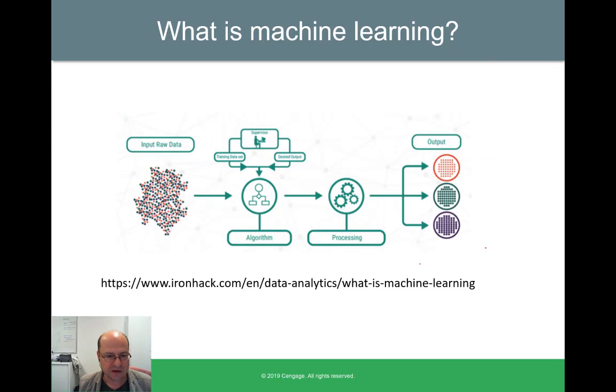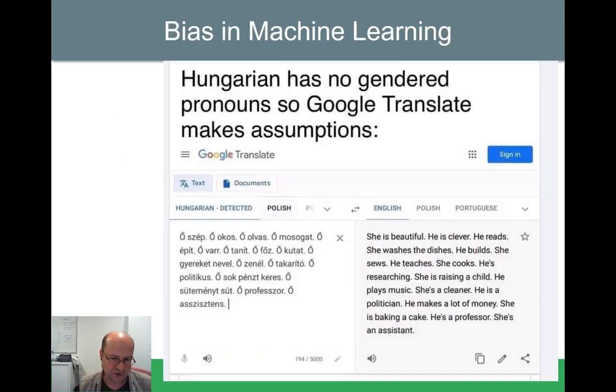And some of these outputs have real consequences. I'm going to be pointing you to the literature now. You can do this example. This is a simple thing that you can do with Google. Hungarian is a language that has no gender pronouns. So there's no he or she. There's just O. I can't pronounce it. I don't know how to pronounce it.